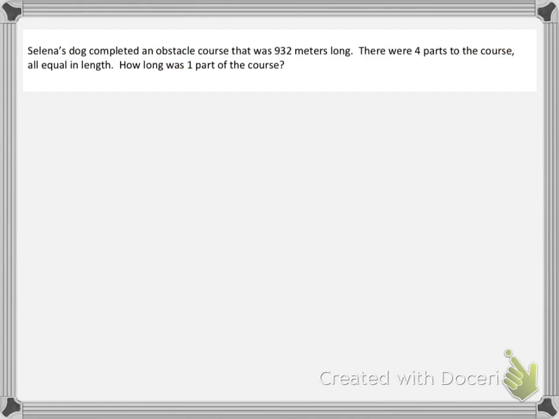In our last problem tonight, we're going to do a word problem. Selena's dog completed an obstacle course that was 932 meters long. There were 4 parts to the course, all equal in length. How long was one part of the course? So here's our total. The course was 932 meters long. That's our total. And lots of times when they give us a total, we know we're going to divide. And then they're talking about 4 parts that are equal in length. And they want to know how long one part is.